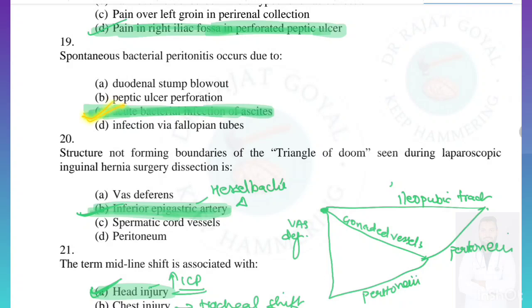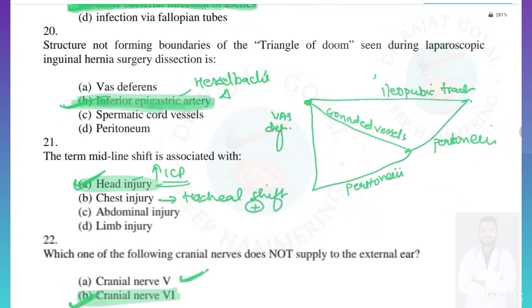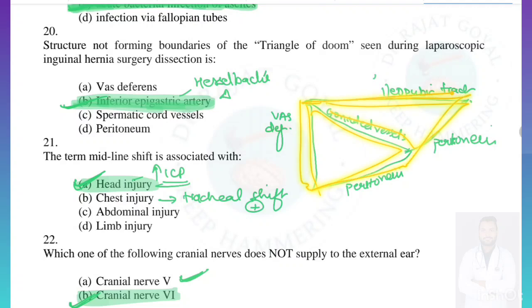Option C is correct. Structures not forming the boundary of triangle of doom are. So we know that this is the triangle of doom and this is triangle of pain, and this hole is known as the trapezium of disaster.